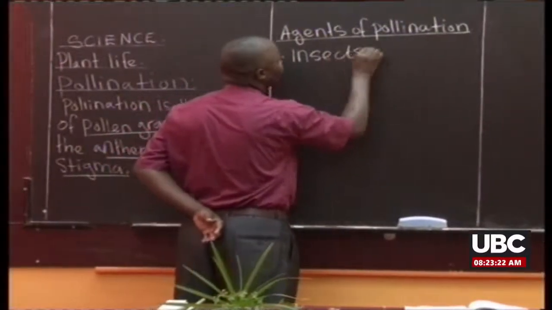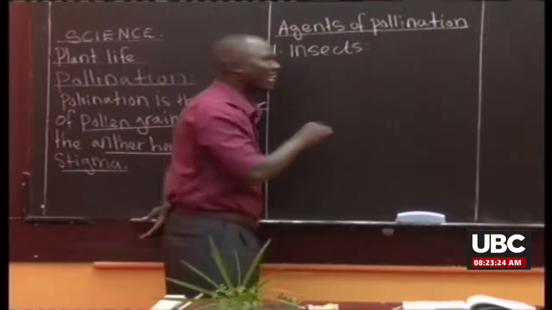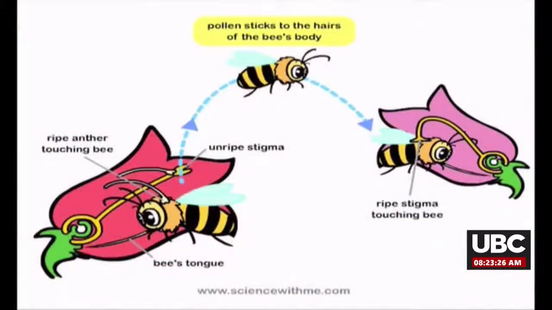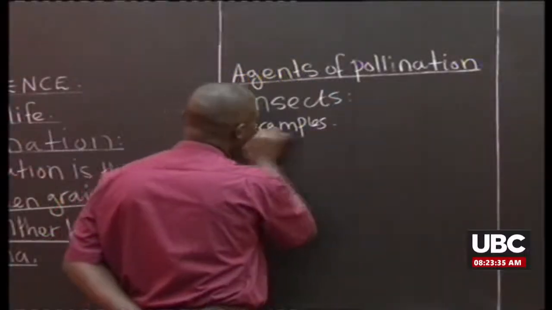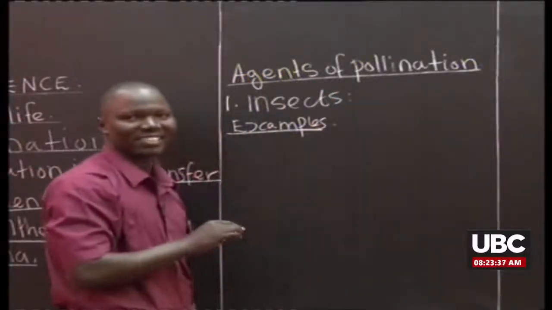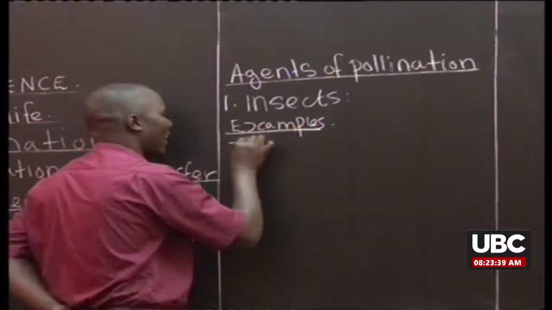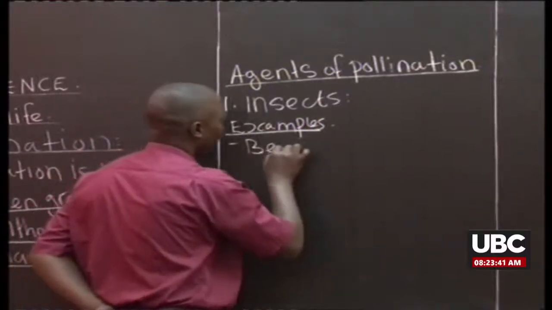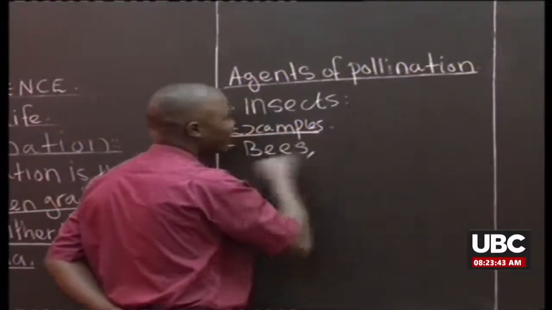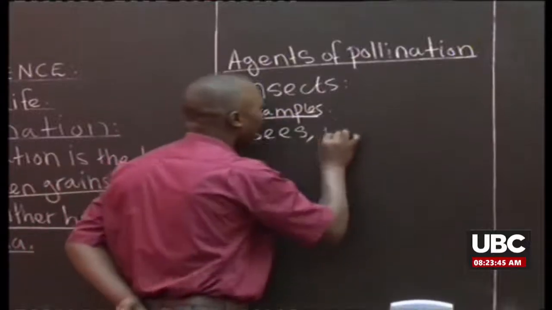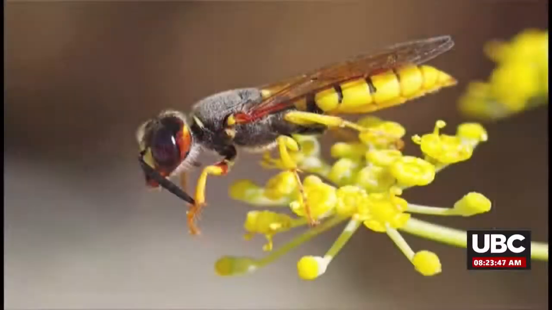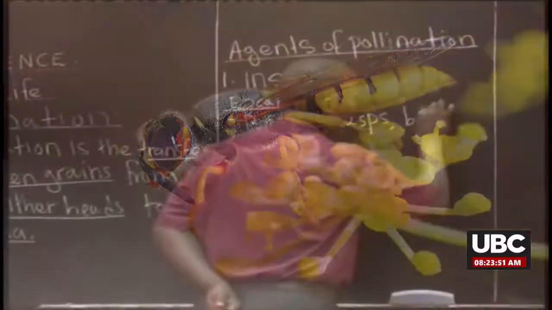So, among the agents, we shall have insects. Which are some of these insects that we have? We could look at simple examples. Children, which are the examples of these insects? You will find there bees. You will find there wasps. There will be beetles.